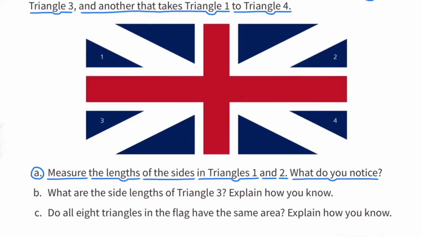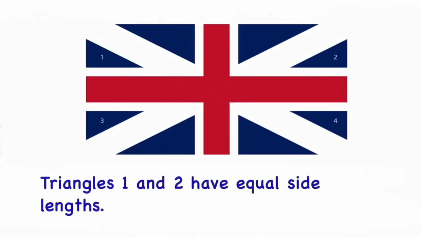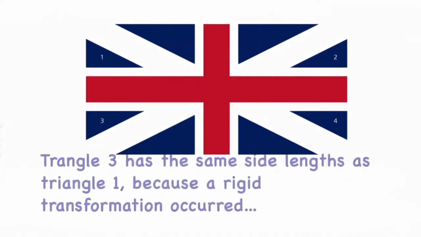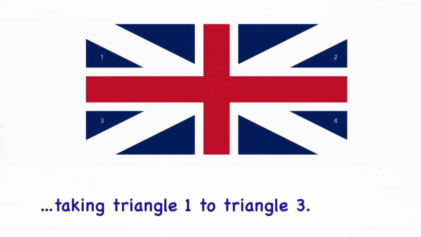A. Measure the lengths of the sides in triangle 1 and 2. What do you notice? Triangles 1 and 2 have equal side lengths. B. What are the side lengths of triangle 3? Explain how you know. Triangle 3 has the same side lengths as triangle 1 because a rigid transformation occurred, taking triangle 1 to triangle 3.